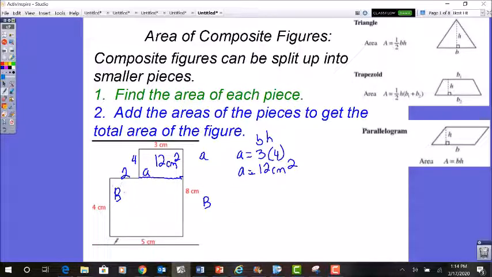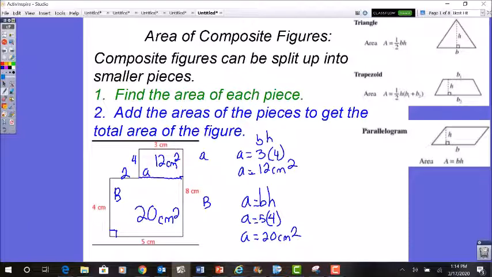Alright, so for shape B we have 4 and we have 5 meets at a right angle, so that's our base and height. So to get the area of part B, I could just multiply 5 and 4 to get an area of 20 centimeters squared. So now for me to just get the total area of the complete composite figure, I need to take the two areas that I calculated and just add them together. So the area from part A and the area from part B, so 12 and 20 together, the total area would be 32 centimeters squared.